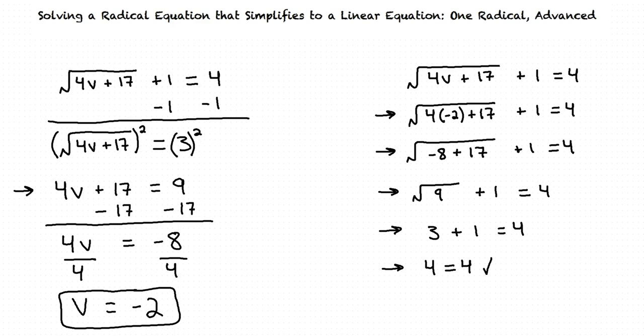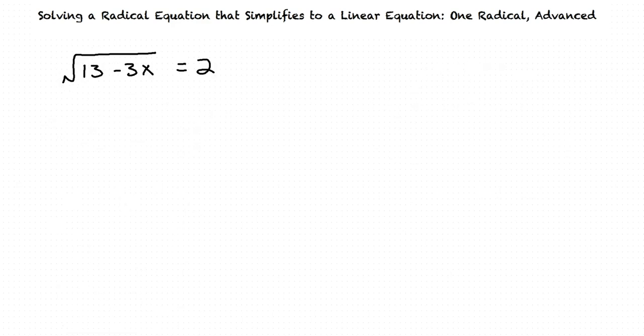Let's try one more example. Solve for x, where x is a real number. In this example, the radical is already isolated to one side, so our first step would be to square both sides to eliminate the radical sign. This results in 13 minus 3x equals 4.